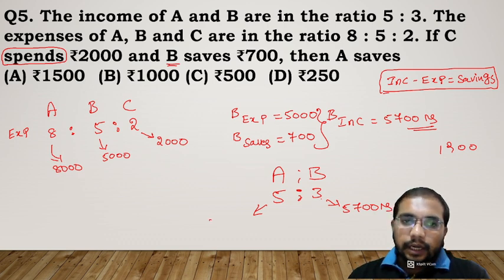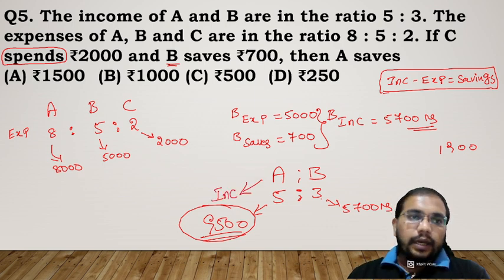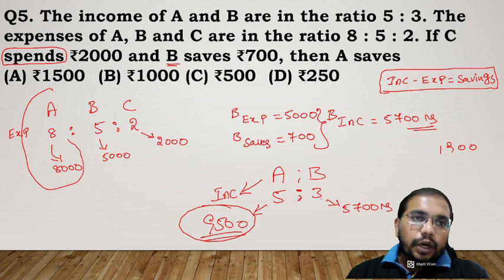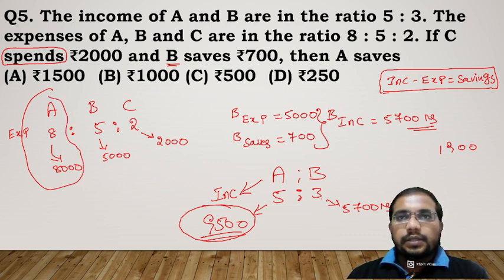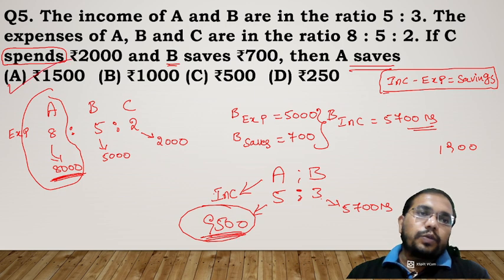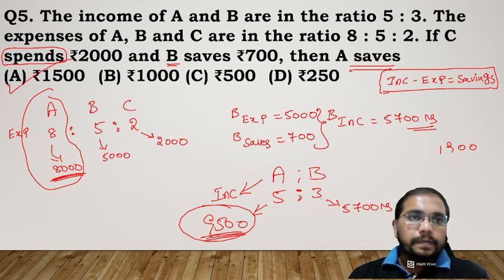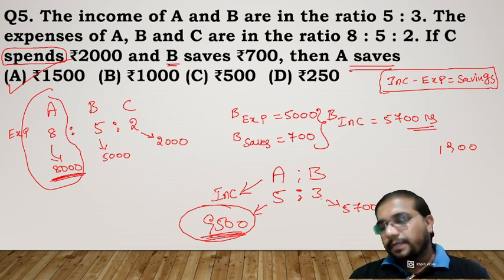Then 5 parts, 5 into 1900, 9500. A income 9500. A expenditure 8000 rupees. Then A saves income minus expenditure, 9500 minus 8000 is equal to 1500. That is A saves 1500 rupees. Clear, friends?